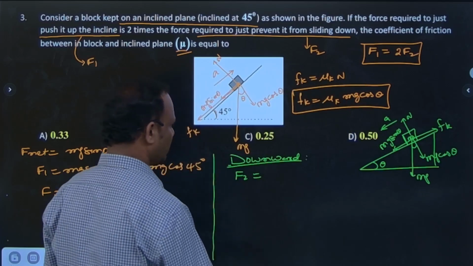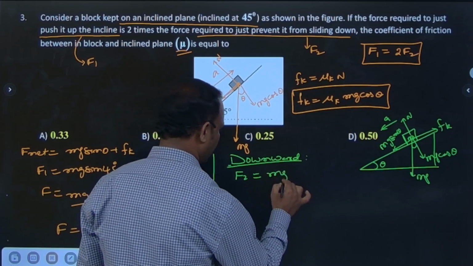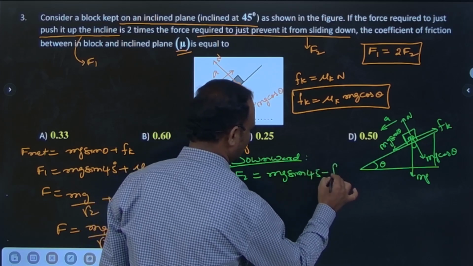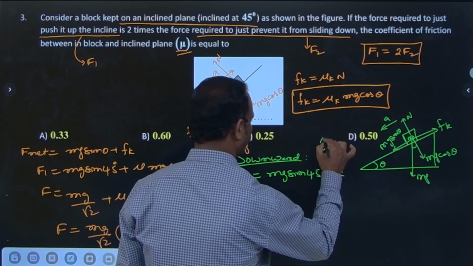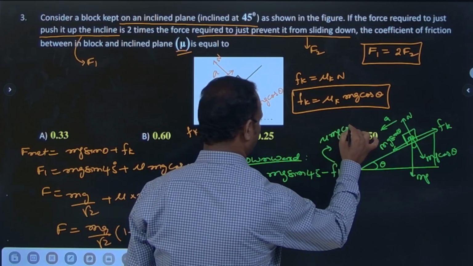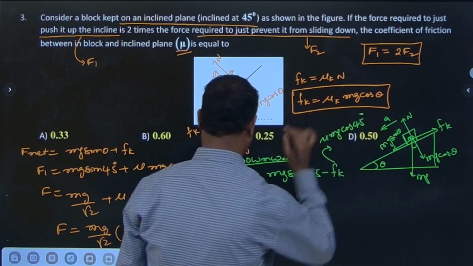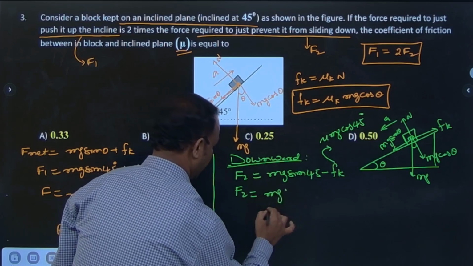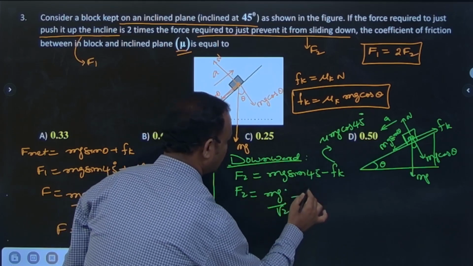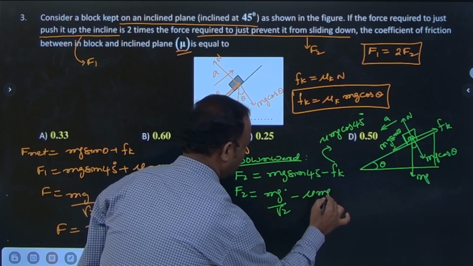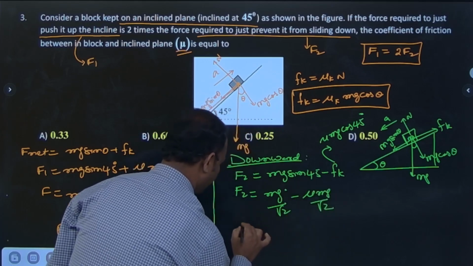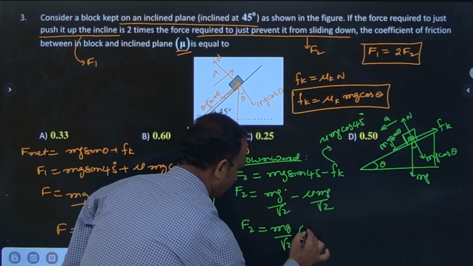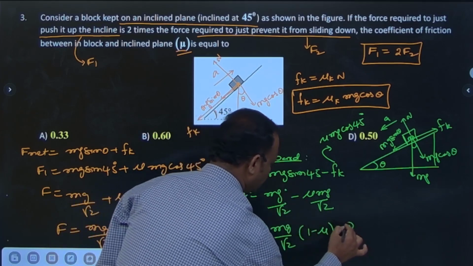So net force F2 is equal to mg sin 45 minus Fk. Fk means mu mg cos 45 degrees. So F2 is equal to mg by root 2 minus mu mg by root 2. F2 is equal to mg by root 2 times (1 minus mu). This is my second case.